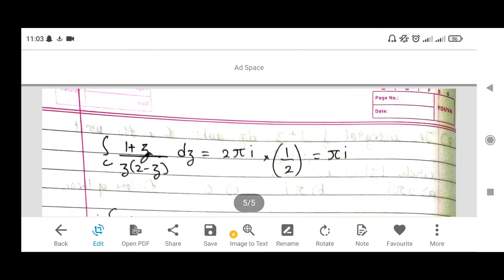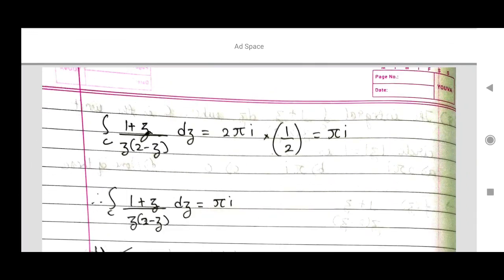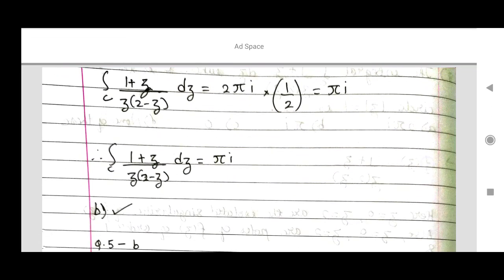We get the integral over C of (1 plus z) upon z times (2 minus z) dz is equal to 2 pi I into half, which is equal to pi I. Therefore, the integral is equal to pi I. So the correct option for question number 8 is option B.